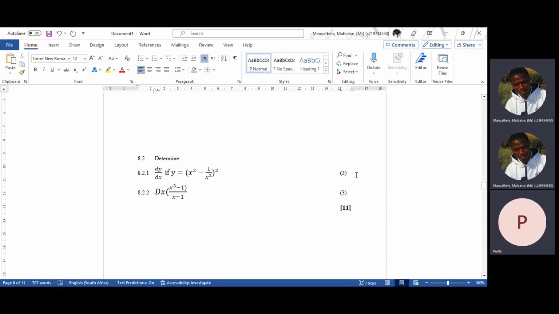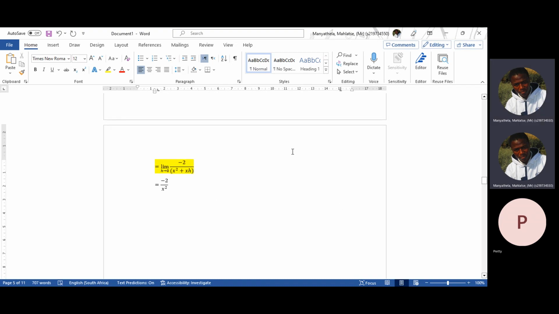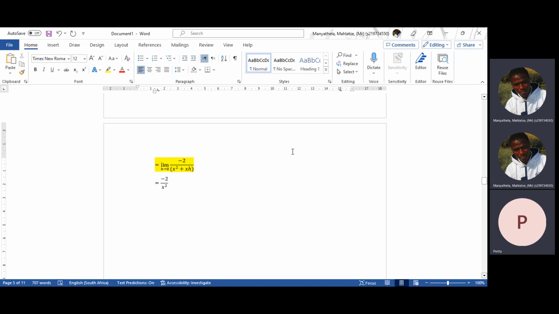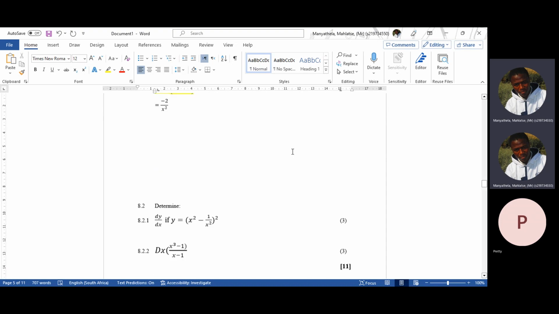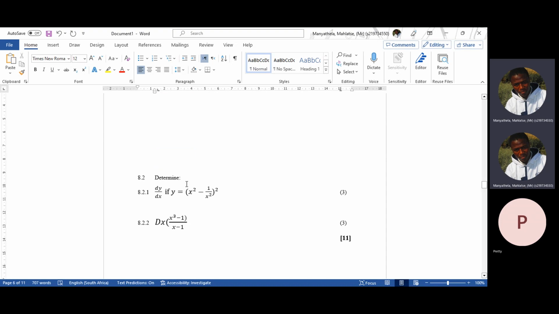So let's go to this one. We are still deriving, but this time around we are going to use, is it the first question? Let me check on my, yeah, the second question. It says determine dy over dx if y equals x squared minus 1 over x squared.